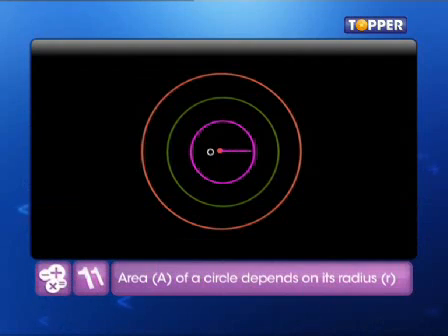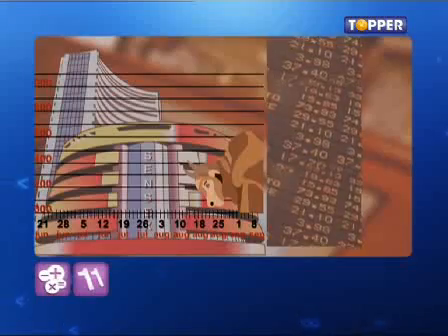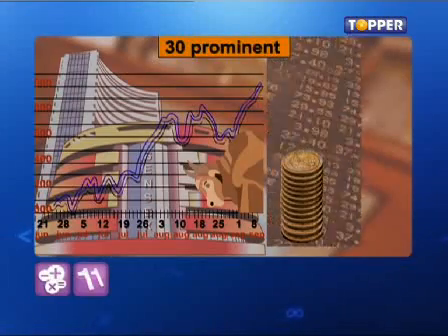Here are a couple of examples. The area A of a circle depends on its radius r via the equation A = πr². So we say that A is dependent on r. Or how about this real life example? The level of the Sensex is based on the prices of 30 prominent stocks.